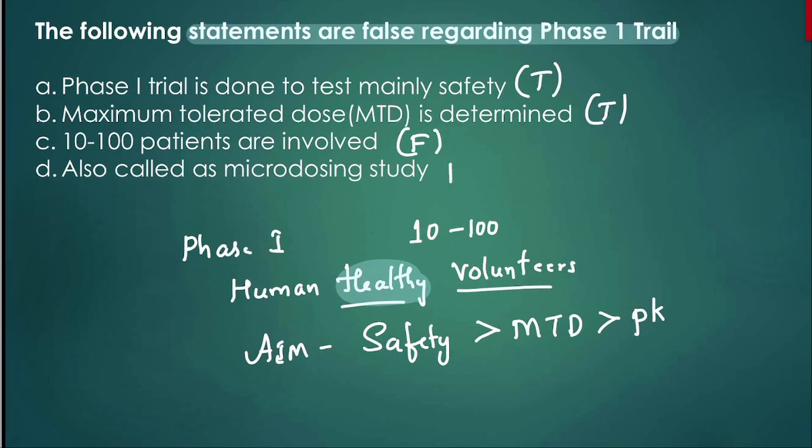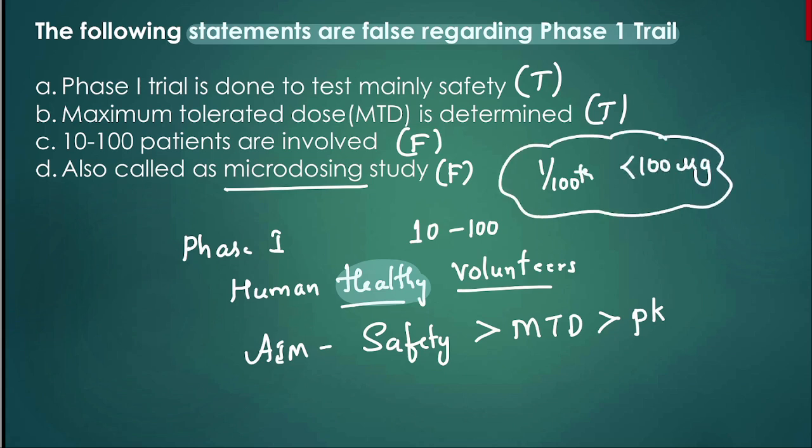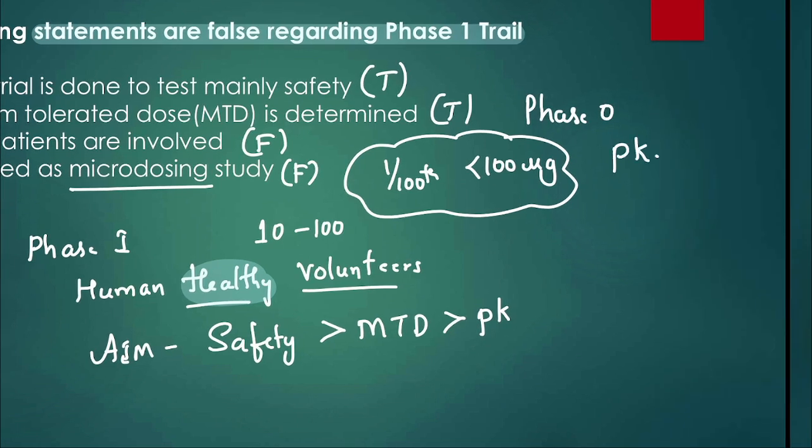Also called a microdosing trial, that is also false. Now, a microdosing trial, where we use minor doses, 1 in 100th of the dose or less than 100 microgram, is done in phase 0 trial. So the aim of phase 0 trial is to check pharmacokinetics. Many times we may not do this phase 0 trial, but it can be asked in the exam. Phase 0 trial is mainly to check pharmacokinetics, how the drug is absorbed, distributed, metabolized and excreted, and we use 1 in 100th of the dose used in animals, less than 100 microgram here. So that is also false.